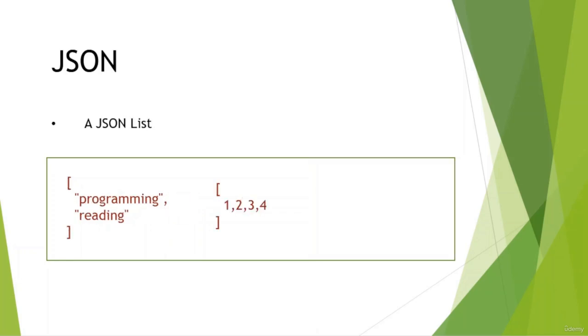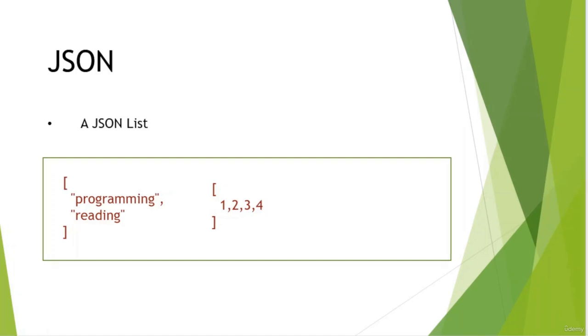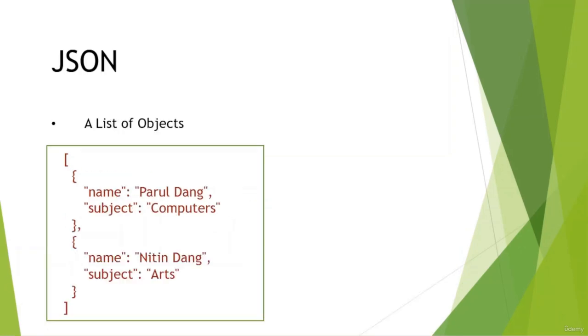And a list is represented by a pair of square brackets. A list is basically a collection of more than one thing. And these things can be strings, numbers, booleans, and JSON objects as well. As I just mentioned, a list can also hold JSON objects. If you can see on the screen, it's a list in which there are two objects, and we can say that it's a list of two students.